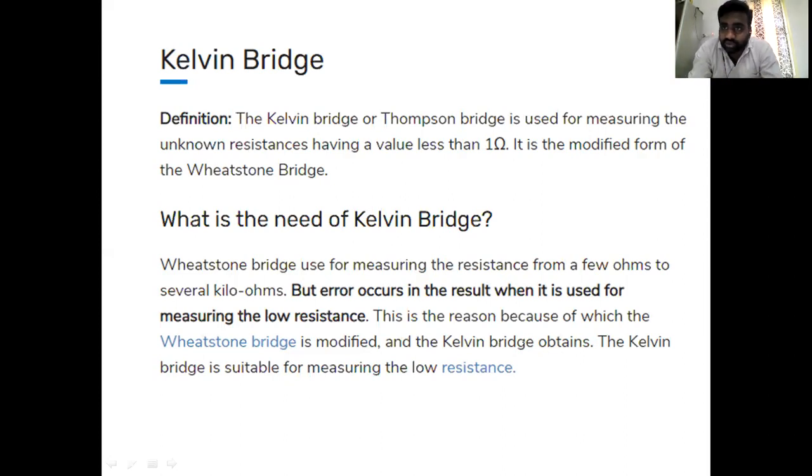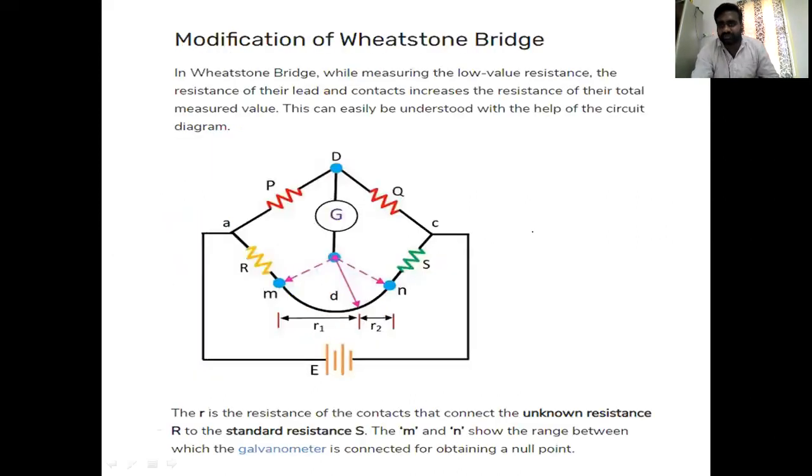So the Wheatstone bridge can't measure resistance which is less than 1 ohm, that is, very low resistance. In order to measure that, we have to modify the Wheatstone bridge. The modified Wheatstone bridge is nothing but Kelvin's bridge. So how can we design Kelvin's bridge? It is nothing but the modified Wheatstone bridge.